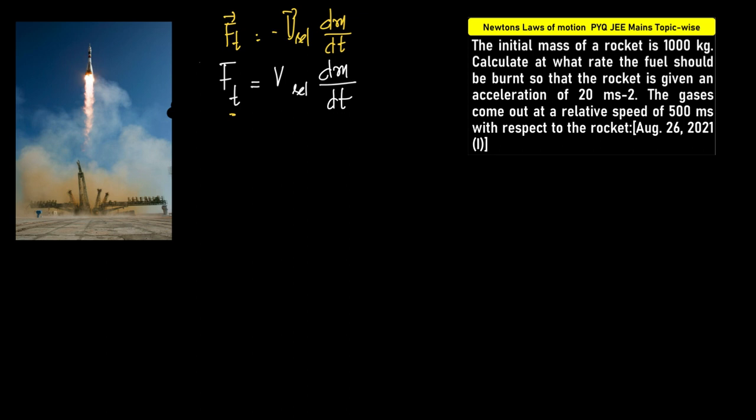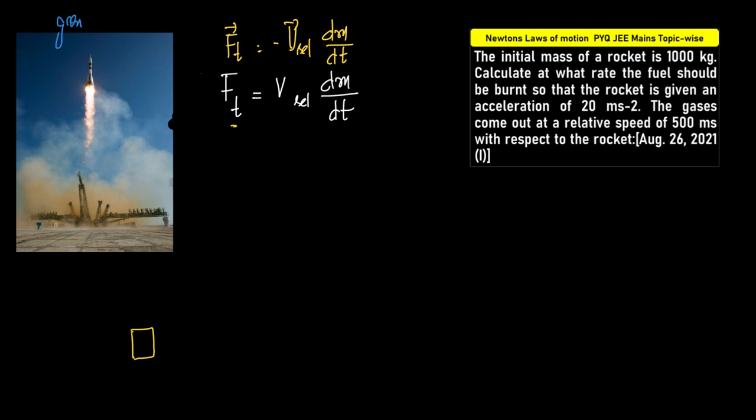Now let us consider the free body diagram of the rocket in a scenario where there is a gravitational field, unlike in free space. When there is a gravitational field, we know there will be two forces: one is F thrust and the other that will act on it is mg. So we'll write it over here. F thrust will act upwards and mg will act downwards.